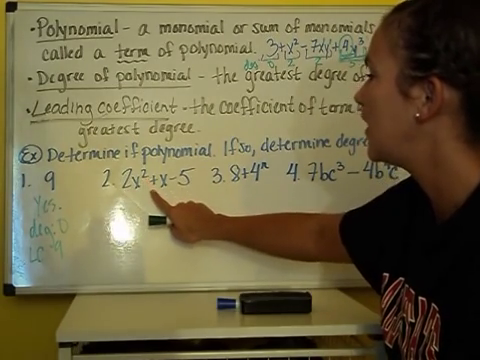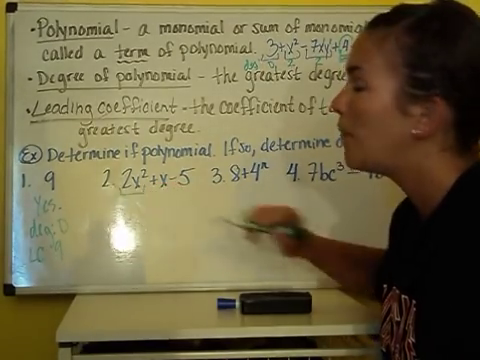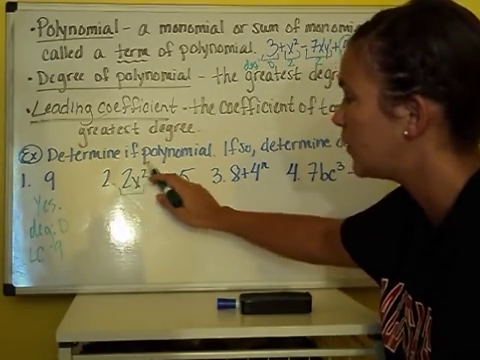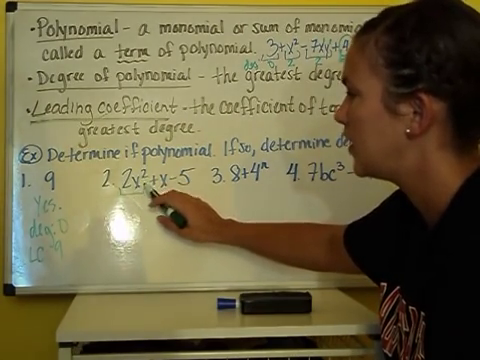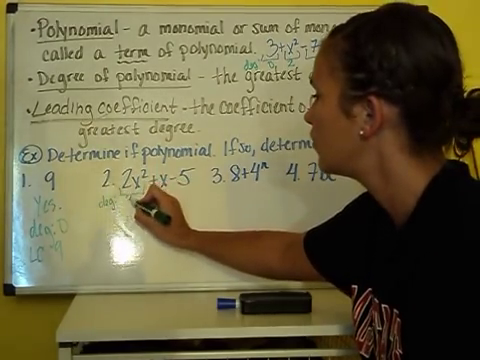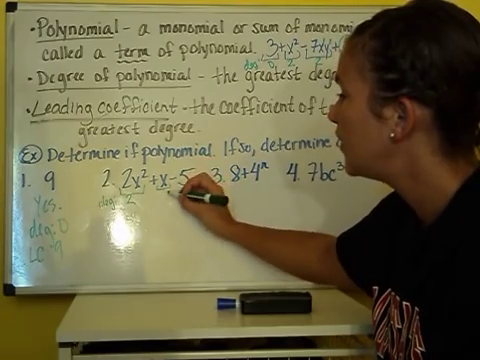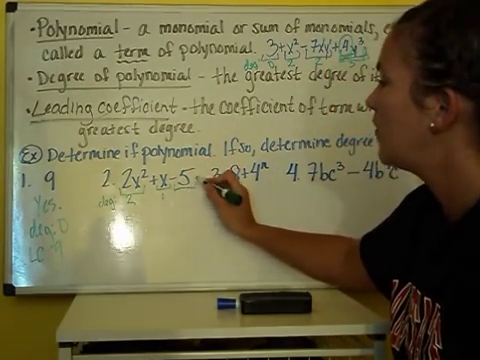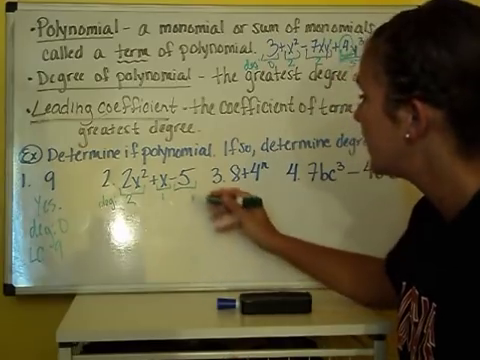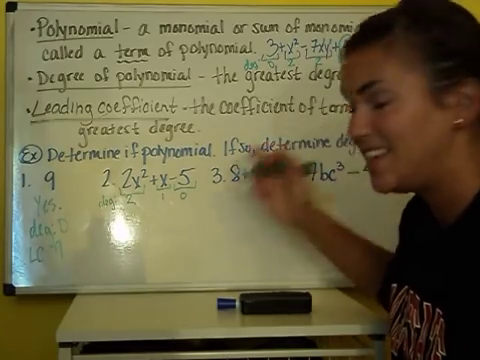Here, we have 2x squared plus x minus 5. Is 2x squared a monomial? Yes, we have a product of a number and a variable with a whole number exponent. So what is the degree of this monomial? 2. Moving on. Is x a monomial? Yes, it's a variable. The degree is 1. And then we have negative 5, the sign is included here. Is that a monomial? Yes, and it has degree 0. So since all of these terms are monomials, yes, this is a polynomial.